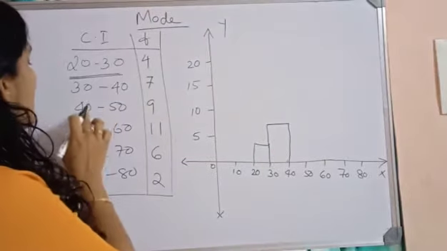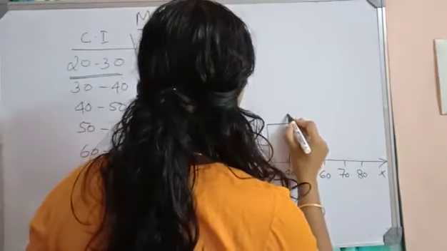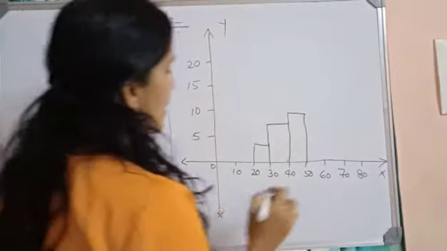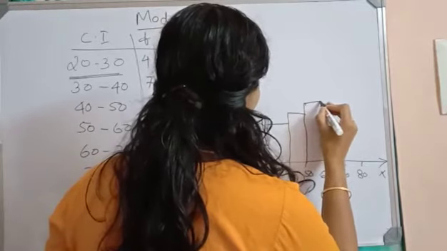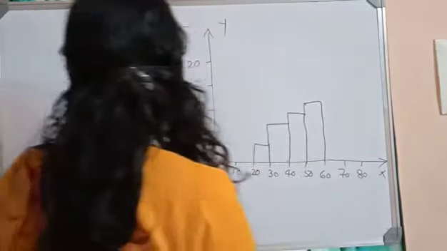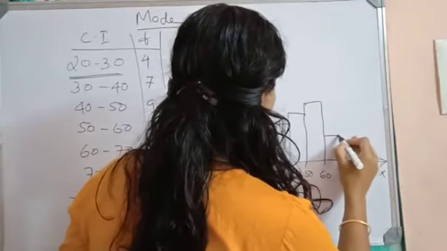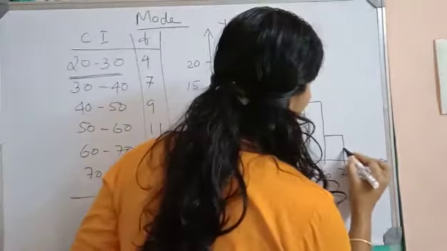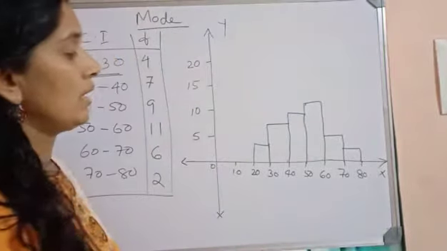Then the next, 40 to 50, is 9, just below 10 you have to draw. And the next one, 50 to 60, is 11. This will be 11. Then 60 to 70 is 6, and 70 to 80 is 2. So this is how you will get your histogram.